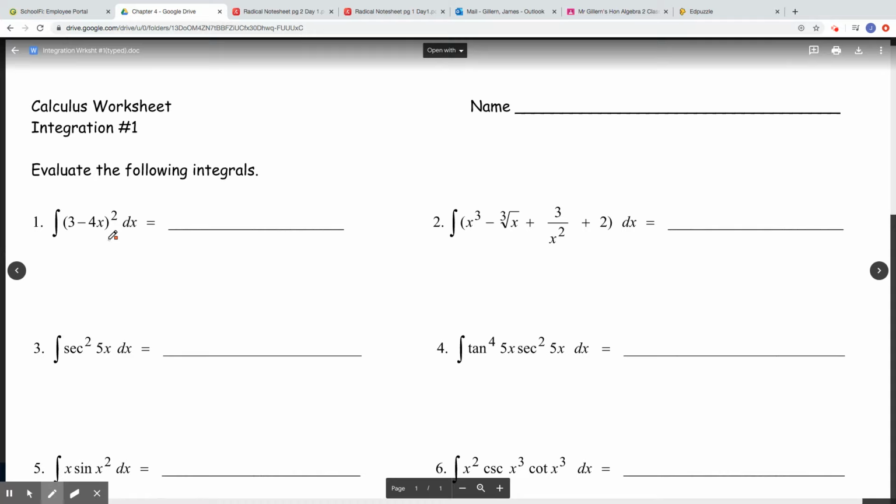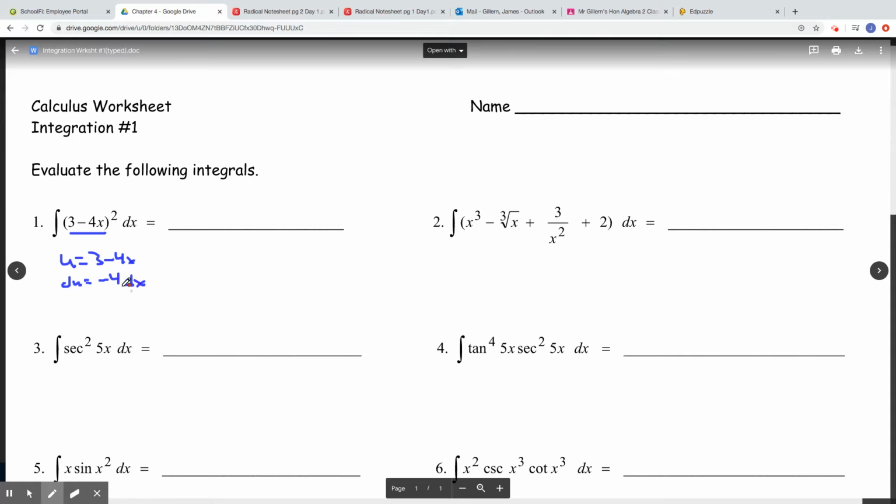All right, so the first one you guys had to do was number 1. We have a quantity raised to a power, so we can do this by substitution. Since it's only squared, we could do this without substitution. We could FOIL this out, but just to practice substitution, let's do it by substitution. I'm going to take u as my inside, which is 3 minus 4x. And then I'm going to do my du, which is negative 4 dx.